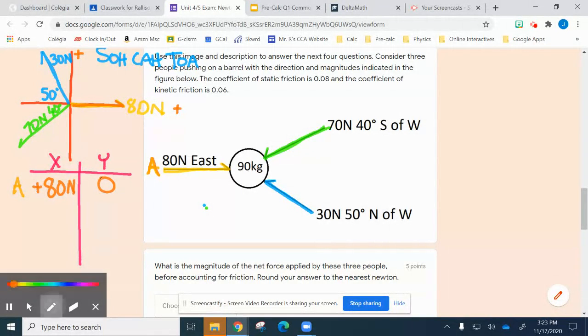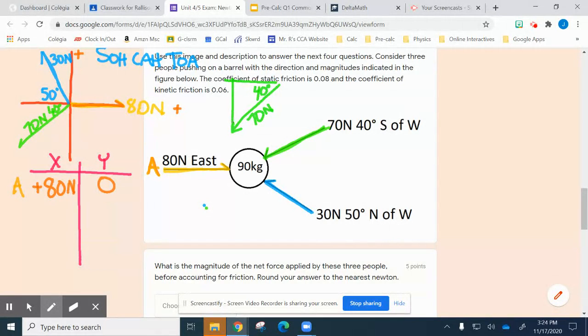Now we have to go, where's our B? It's that green color, right? Hard to see green. It's so glowy. Okay, so for this green one, we have a triangle that looks like this, and it's got 70 newtons there, and it's got an angle of 40 degrees right there.